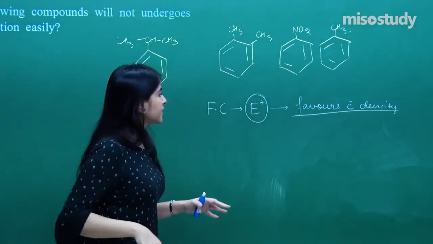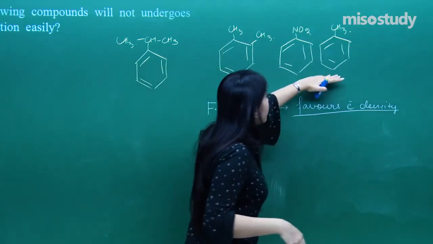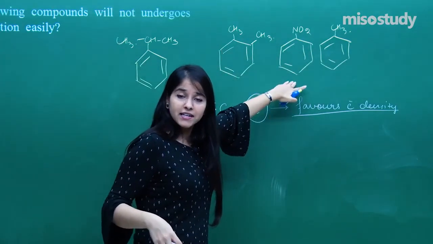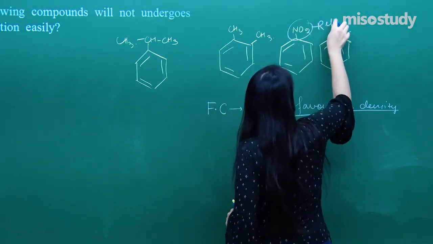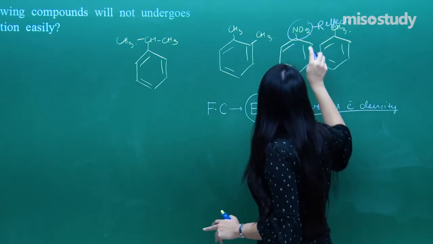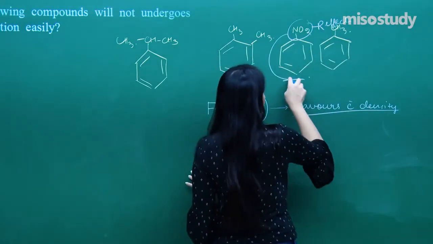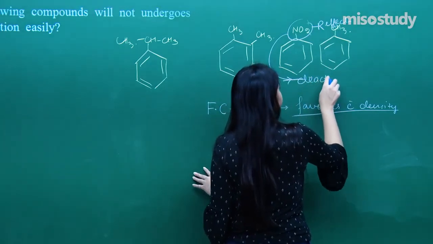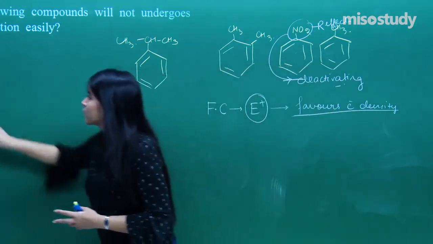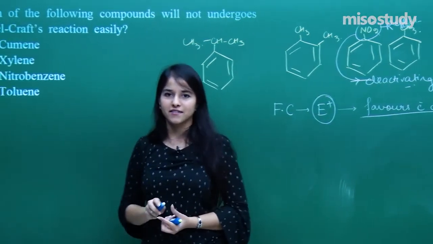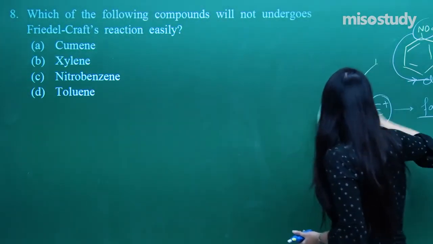That means what? The one having higher electron density will be more reactive. If you look at nitrobenzene, this is showing the minus R effect, decreasing the electron density. The electron density of the entire benzene ring is actually decreasing. It is a deactivating group. That means this will not give the Friedel-Crafts reaction. That is our answer.